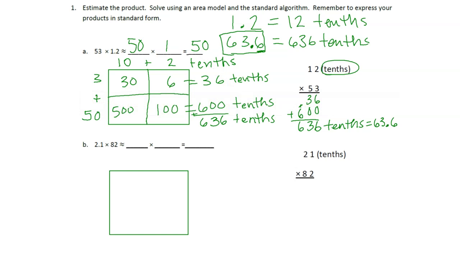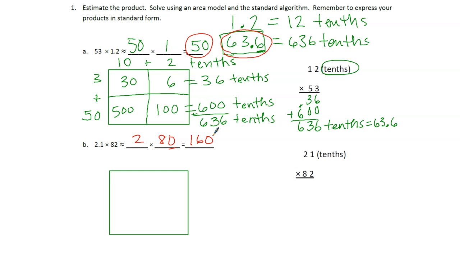And of course, when we check A, let's go back real fast. For A, I know that 50 is not too far off from my actual product, which is 63 and 6 tenths. Alright, looking at B here. 2 and 1 tenth is around 2, and 82 is around 80. So I know that my product is going to be somewhere around 8 times 2 is 16, times 10 is 160. So I know my final product is going to be somewhere around 160.